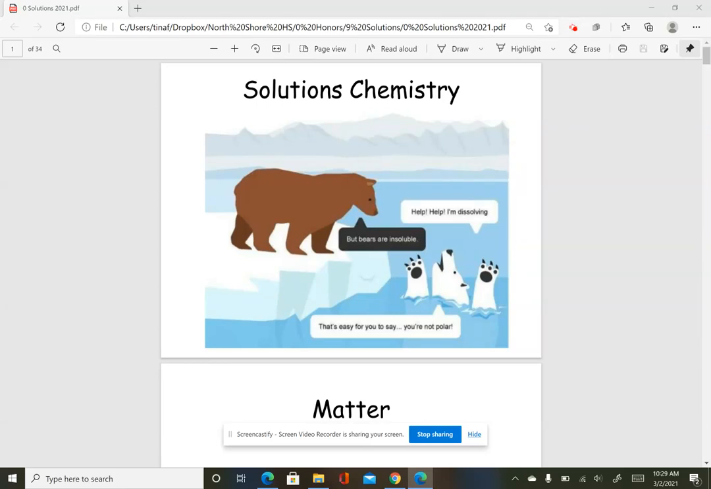Hi guys, so this next unit is all about solutions and we're going to review the different types of matter so that you understand where solutions fit in. But I want you to take a minute and look at this little cartoon. And by the end of this video, you should be able to explain why this cartoon is hilarious. So we'll come back to that in a second.